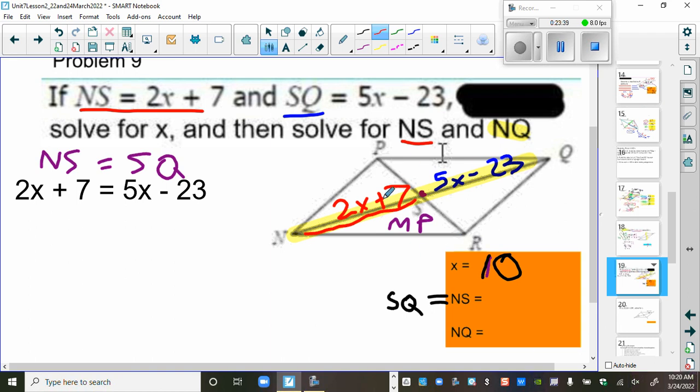And once these two sides are equal, all you have to do is take the first side, multiply it by 2, boom, you get the whole thing. So that might be the quickest way to get that answer. Whatever you get for NS, multiply by 2, there's your NQ. So let's see. In the end, x is 10, which is correct.